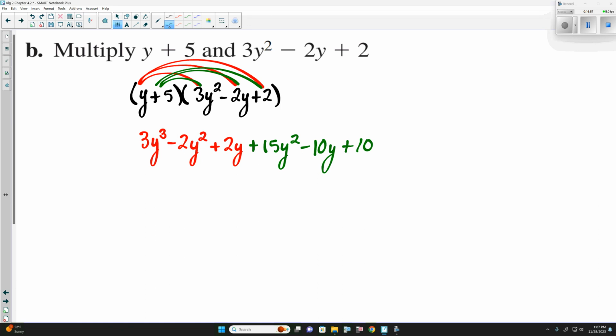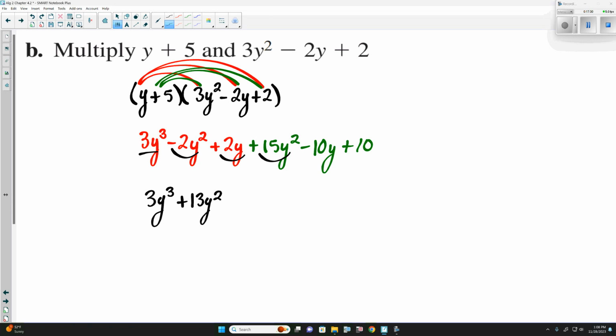Now, unlike the last one, our like terms are not next to each other, but we can still combine them. First one we have is 3y cubed. So it goes first because we do try to keep this in standard form. Variable with the biggest exponent goes first. Our next one is y squared. We can put them next to each other, or we can go on and combine them. Negative 2y squared plus 15y squared plus 13y squared.